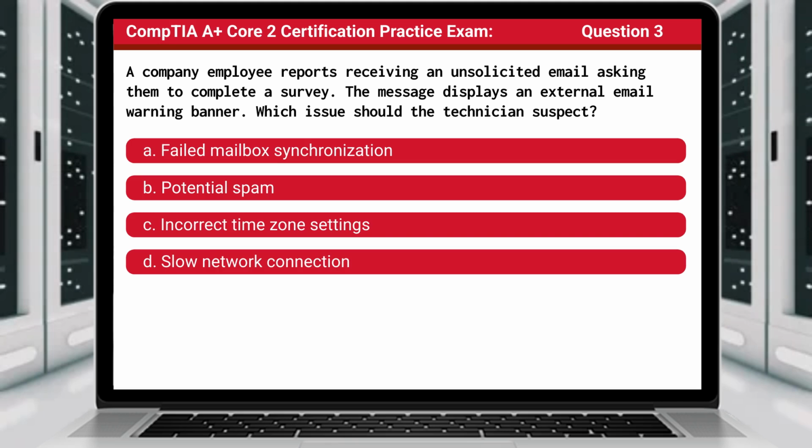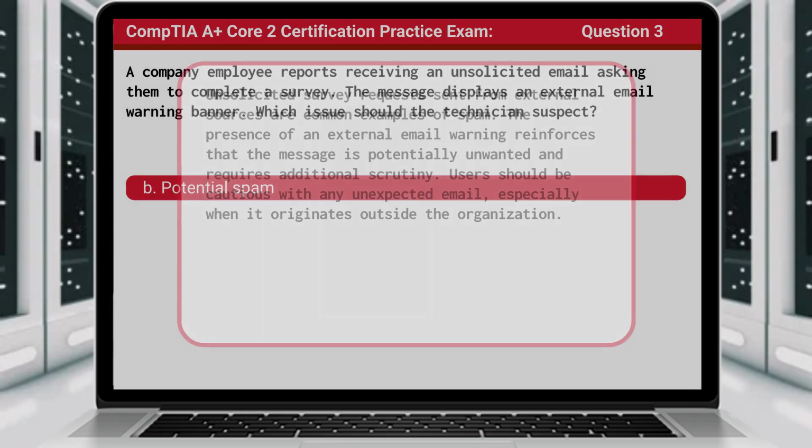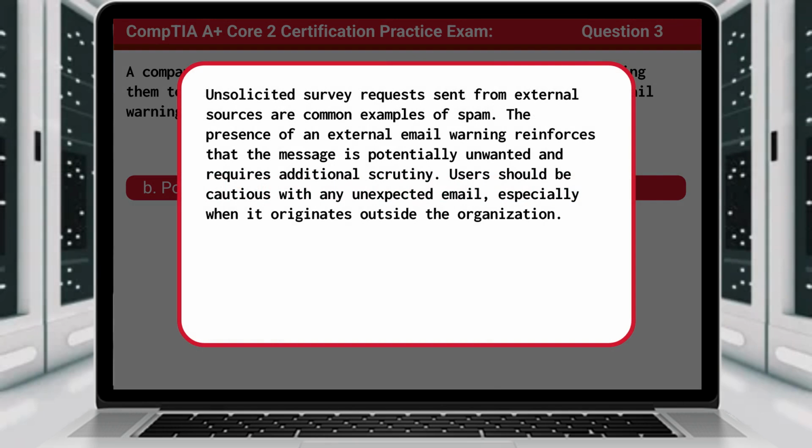The answer is B. Potential spam. Unsolicited survey requests sent from external sources are common examples of spam. The presence of an external email warning reinforces that the message is potentially unwanted and requires additional scrutiny. Users should be cautious with any unexpected email, especially when it originates outside the organization.